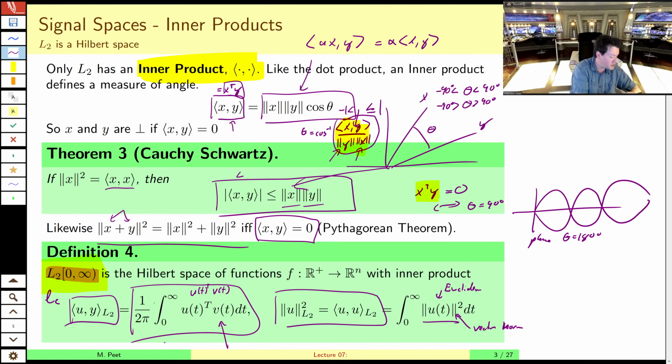Actually I need a square root here. No, I don't actually in this case. So that's the inner product. We integrate that for all time, and that is how we define our inner product. And obviously, if u and v are the same, u and u, this is just the Euclidean norm squared, and then we get the norm squared itself. So the L2 norm has an inner product, but none of the other ones do.